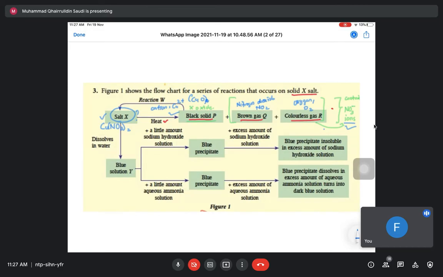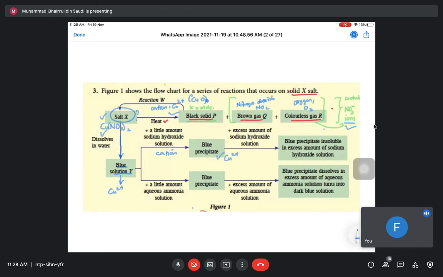Okay, but still kita masih boleh buat further test. Bila kita dissolvekan salt X in water, kita akan dapat blue solution. So, blue solution kita tahu dah mesti ada copper 2 ion juga. Confirm ada copper. Kemudian add a little amount sodium hydroxide. Dia buat test for cation. Ada blue precipitate. Confirm lagi Cu2+.